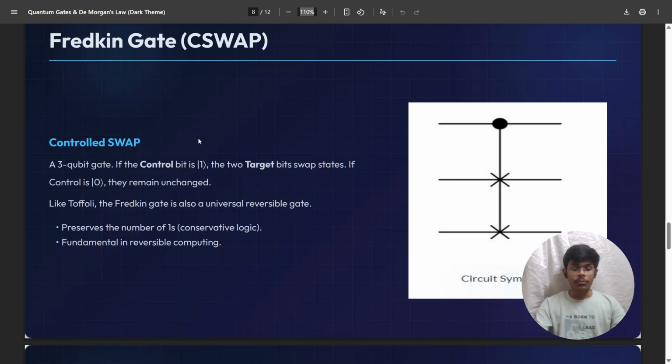This property makes the Fredkin gate very useful in error correction codes and specifically in the physical implementation of quantum computers, where energy conservation is the key.